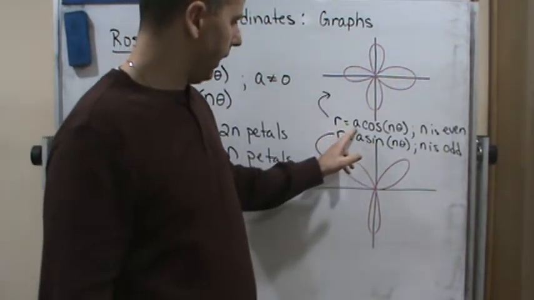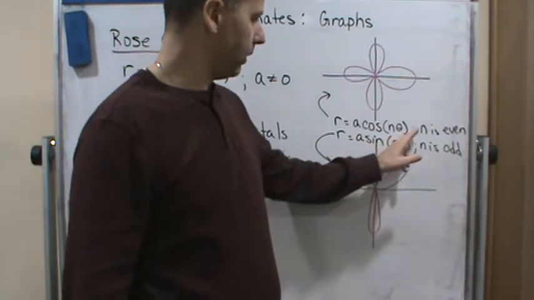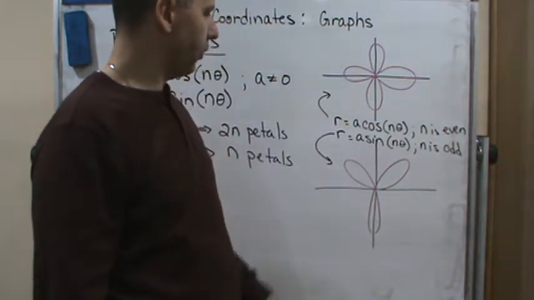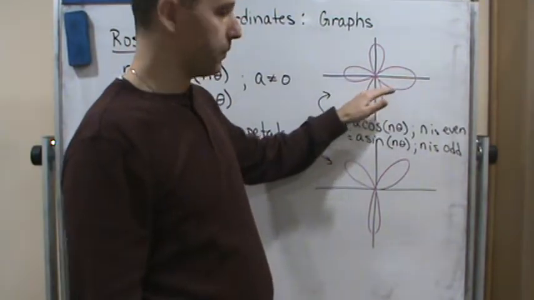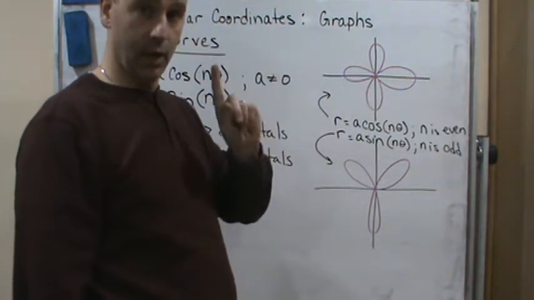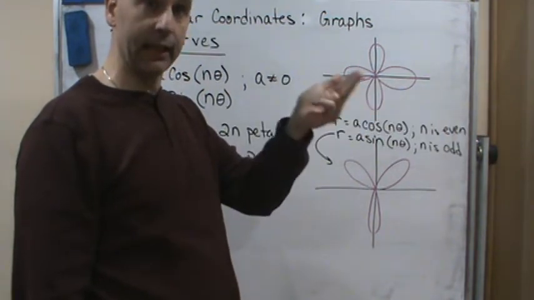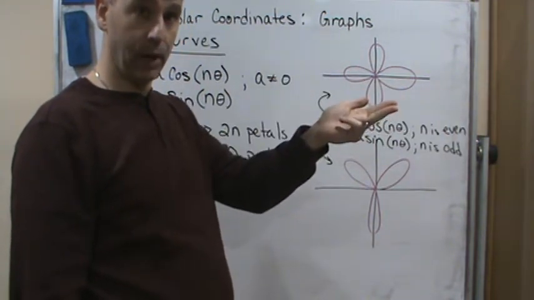here we have r equals a cosine n theta, where n is even. We're going to have something that looks like this. Again, cosine is symmetric with respect to all three of those things that we talked about before: the pole, the polar axis, and theta equals pi over 2.